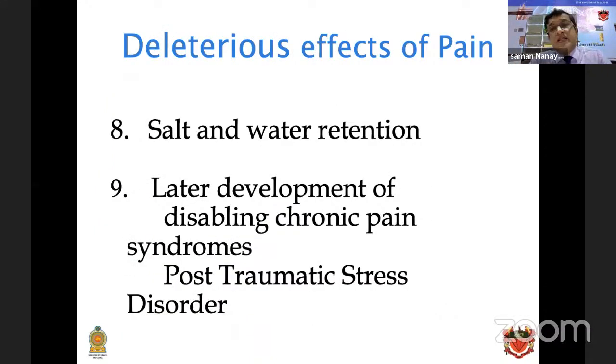So what other deleterious effects do we have due to pain? There can be salt and water retention. And later, if you do not control a simple pain, there's a very high chance that the patient can end up with a chronic pain. And all of us know chronic pain is a headache to all health staff, and it will be very difficult to control chronic pain. And patients will develop also post-traumatic stress disorder. So that stress will be pain.